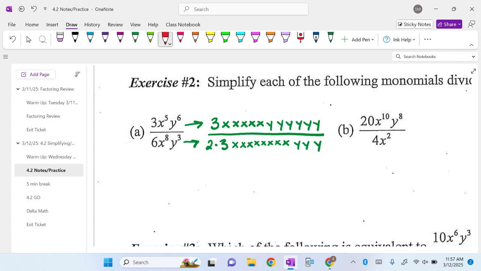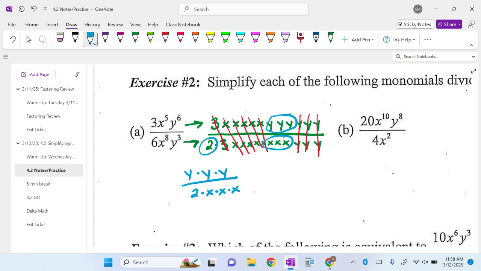Now guess what? To get my answer, I'm just going to do my cross out method. So I have a 3 in the top, 3 in the bottom, cross them out. I have 5 x's in the top, at least 5 x's in the bottom, so I'll cross out 5 x's between the top and the bottom. And then I'll cross out 3 y's between the top and the bottom. And I'm left with a 2, 3 y's on top, 3 x's on the bottom.